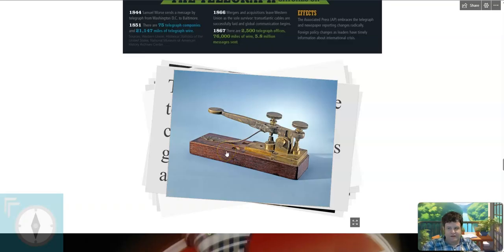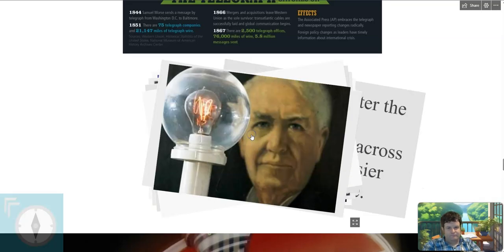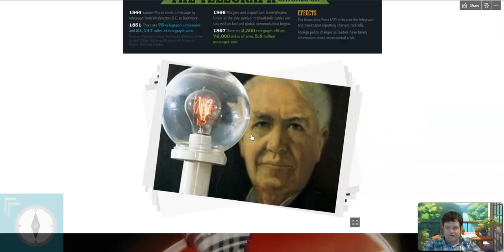The telegraph and later telephone will play a huge role in communication. It's just more efficient to communicate with these. Electricity and the electric light bulb will play a huge role as well.